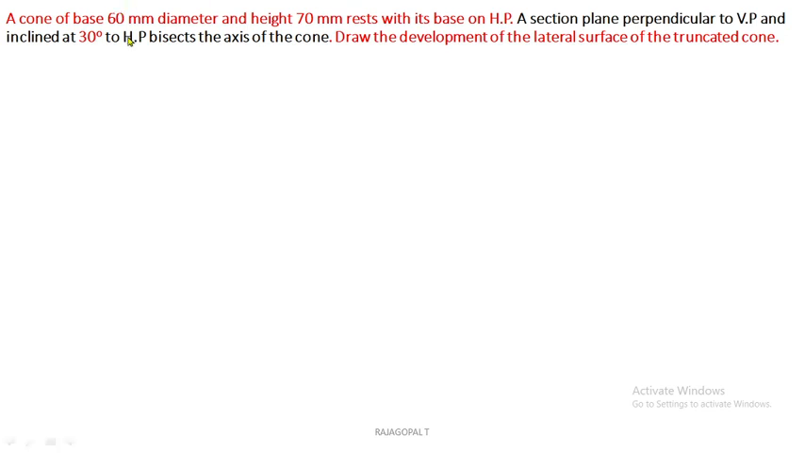Hello friends, in this video we will discuss the development of the lateral surface of the truncated cone. A cone of base 60 mm diameter and height 70 mm rests with its base on HP. With this we can say the top view is a circle and the front view is a triangle. A section plane perpendicular to VP and inclined at 30 degrees to HP bisects the axis of the cone.